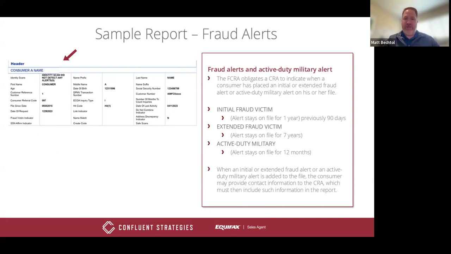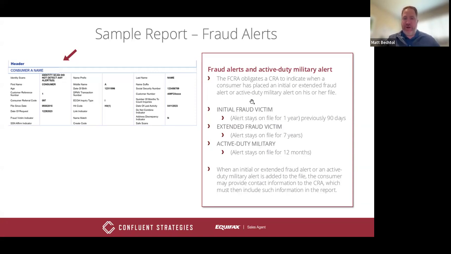When you take that application and they give you their information, the first thing we're going to do is give you back some insights into what we see on file for this consumer, this individual. In addition to their name, one of the first things we're going to provide are fraud alerts. Has this individual been a victim of fraud? Do they think they may be a victim? Or have they potentially placed an active duty military alert on their file?